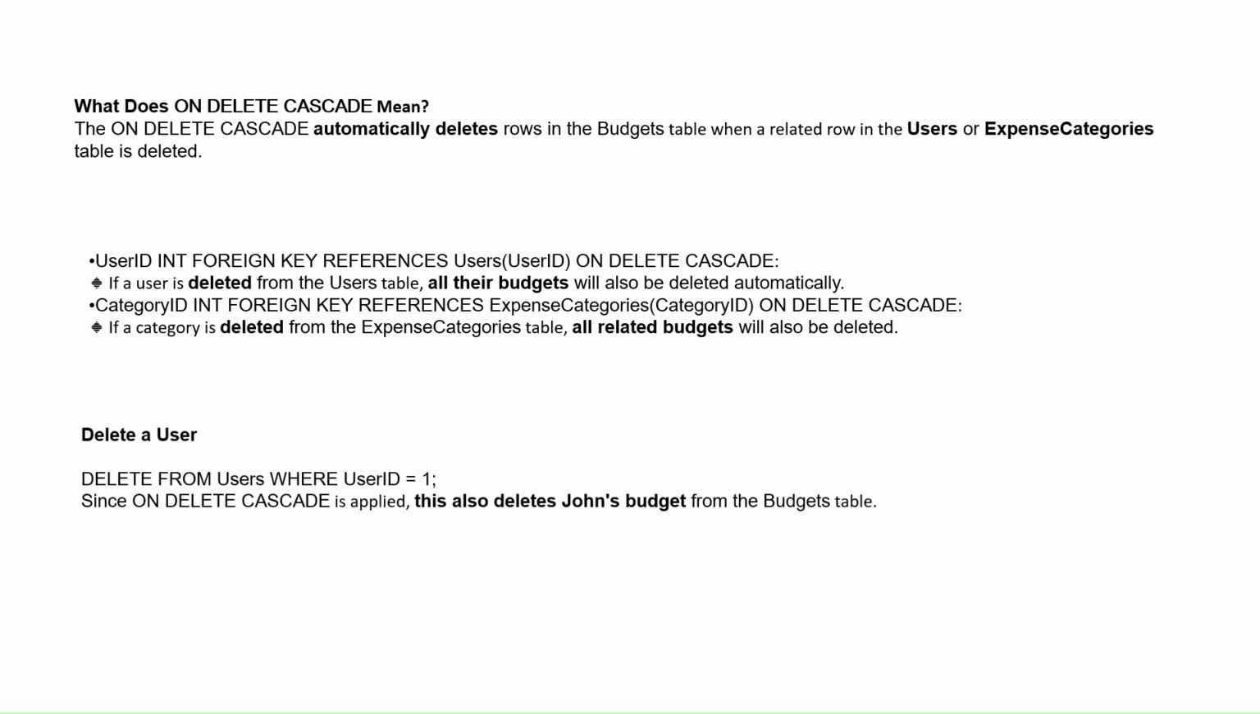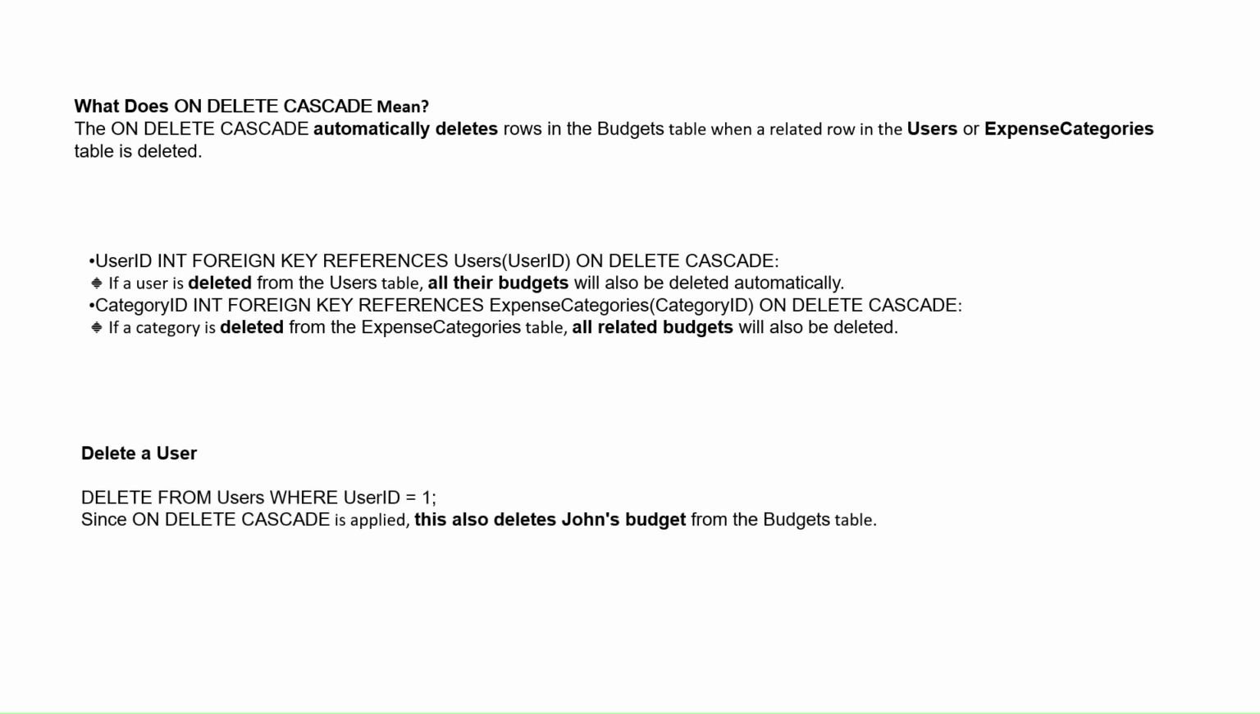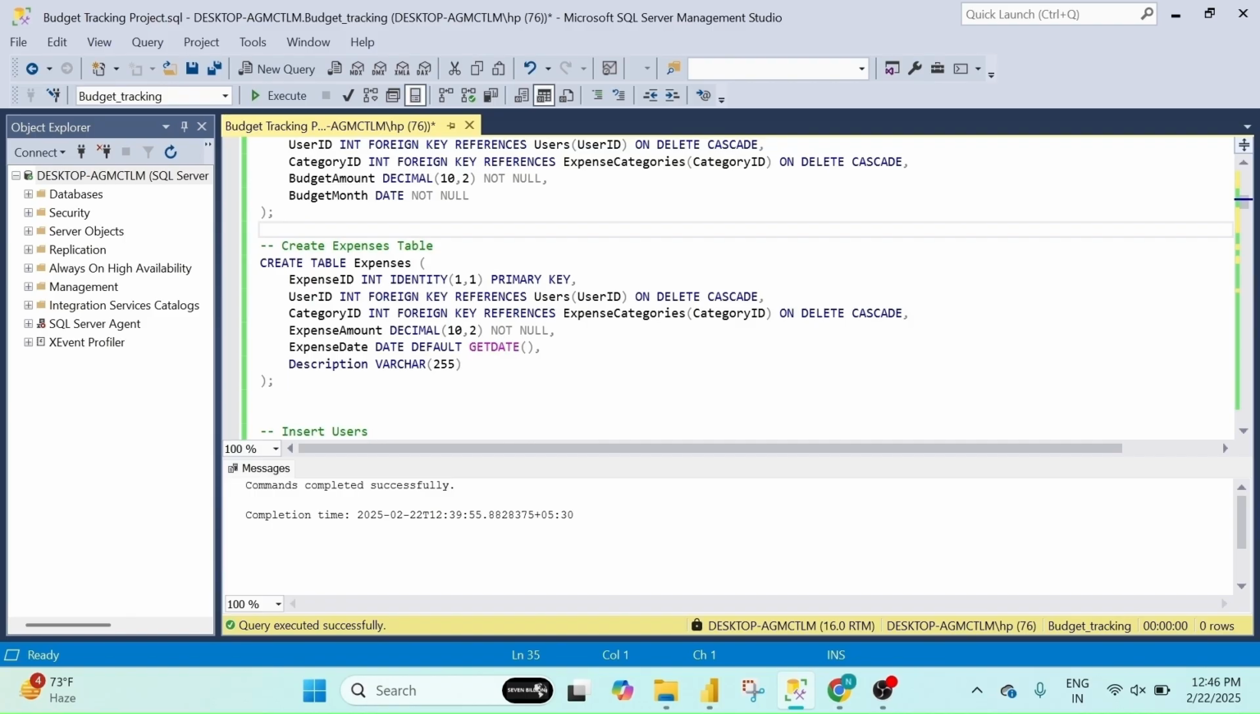Delete from users where UserID is equal to 1. Since ON DELETE CASCADE is applied, this also deletes John's budget from the budgets table. Same I have used in the expense table.